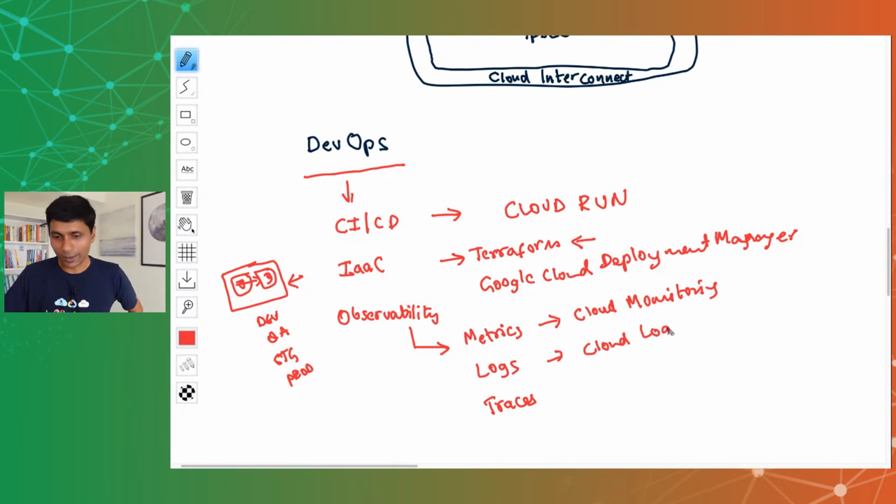And if you want to send logs, you have cloud logging. Cloud logging is the centralized logging service in Google Cloud. You can send your application logs, and the managed service logs go into cloud logging as well.